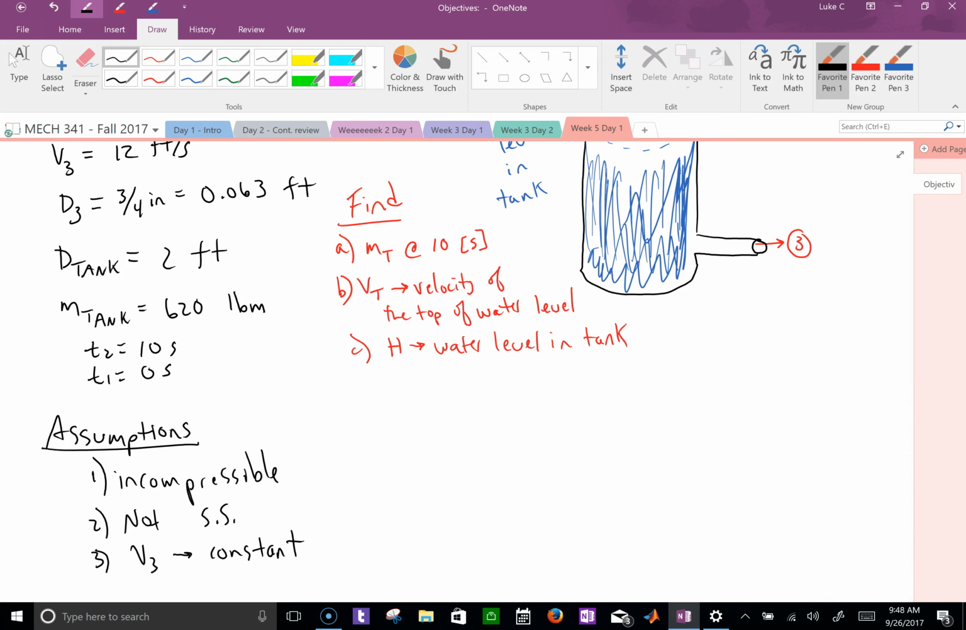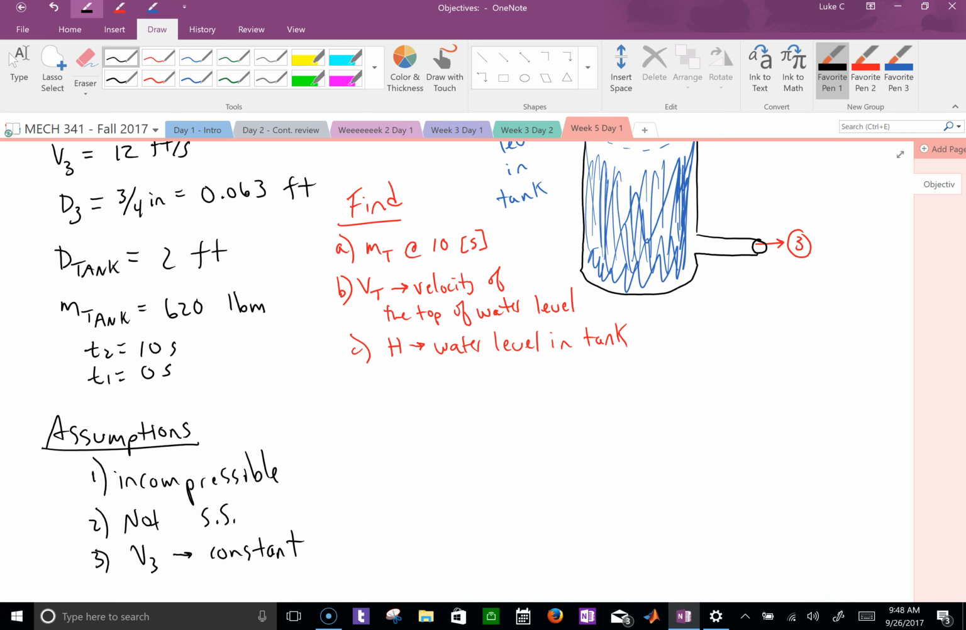Why isn't this valid? You remember? Yeah, because the velocity changes based on the height of the water. So the higher it is, the higher the velocity should be, because you have more pressure pushing down. But as it goes lower, it should decrease. We're going to do another problem later on, I don't know if it's today or next time, where we're not going to assume that. We're going to do something else. Slightly different problem, but it's the same concept.